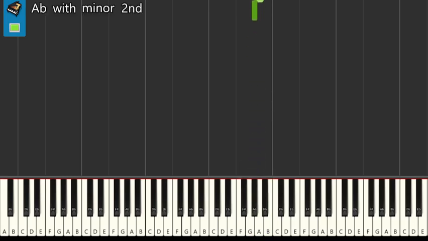So yeah, that's pretty much semitones. I mean, that's pretty much what the sharps and flats mean.